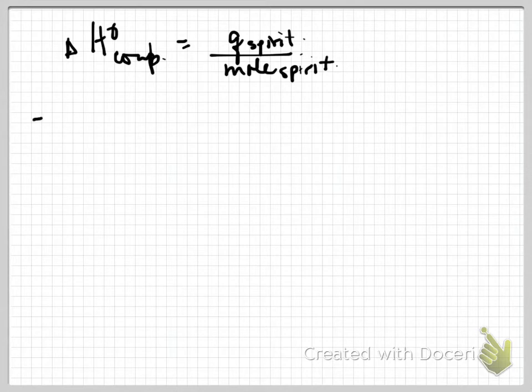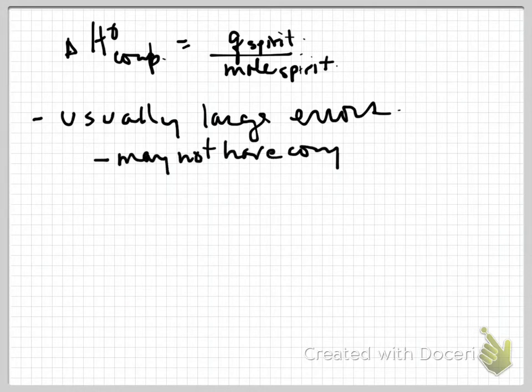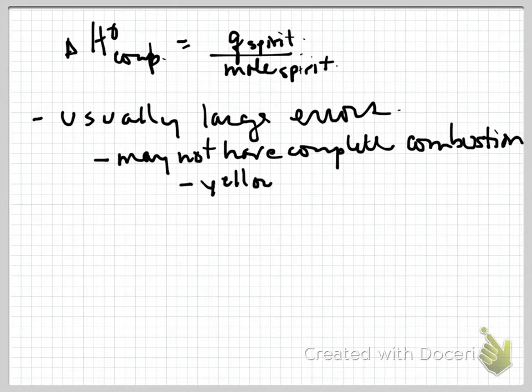All right, there are usually large errors associated with this experiment type, and those would be may not have complete combustion. If you think for a minute, how would you prove that? What kind of observations might you see? Observations would have a yellow flame and the production of soot.